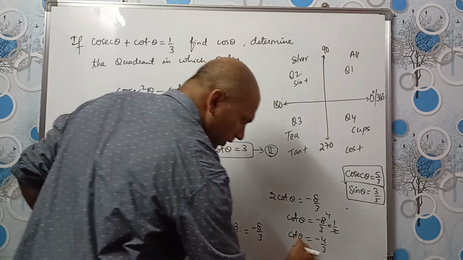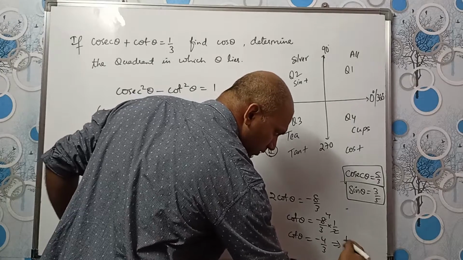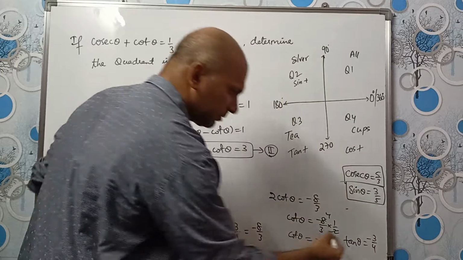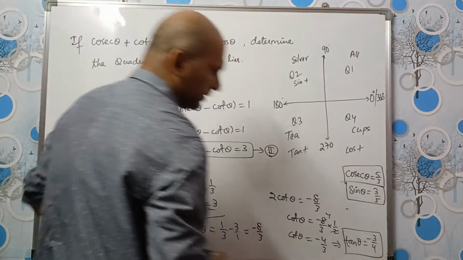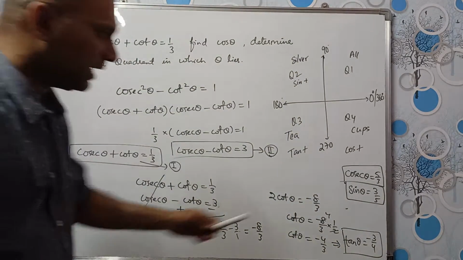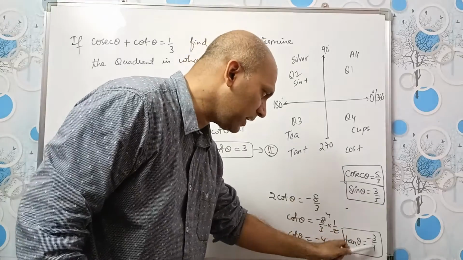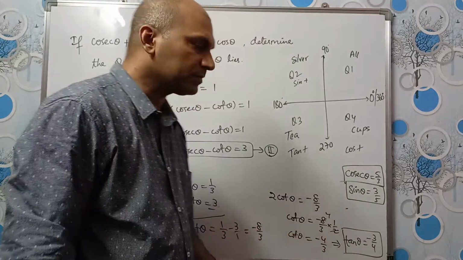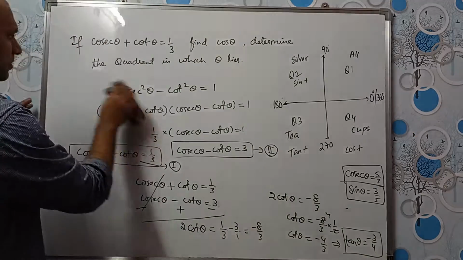If cot theta is minus 4 by 3, what will be tan theta? It will be minus 3 by 4, the reciprocal, right? We got sine 3 by 5, tan minus 3 by 4. See, sine is positive, tan is negative.